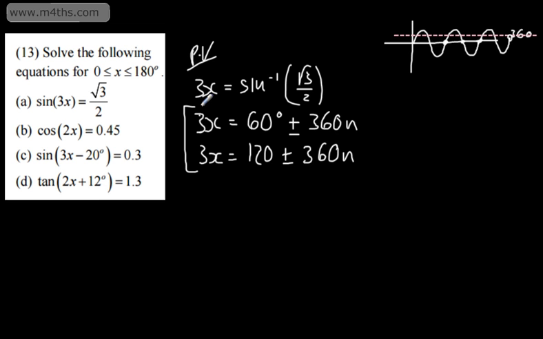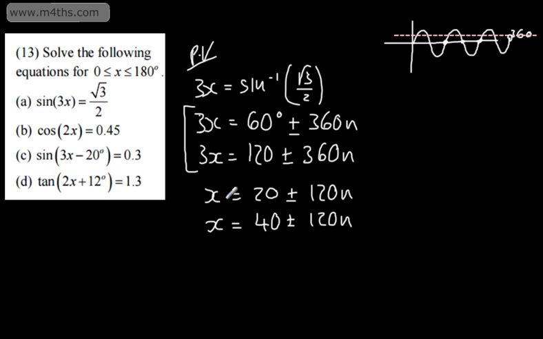At this stage, I now divide through by 3. I'm dividing each of these by 3. So if I go ahead and do that, x is going to be equal to 20 degrees plus or minus multiples of 120. Hopefully you can see why it's 120 as we got 3x, so we're dividing the x coordinates by 3. So instead of it being one full cycle in 360, it's one full cycle in 120. x is going to be equal to 40 plus or minus 120 degrees.